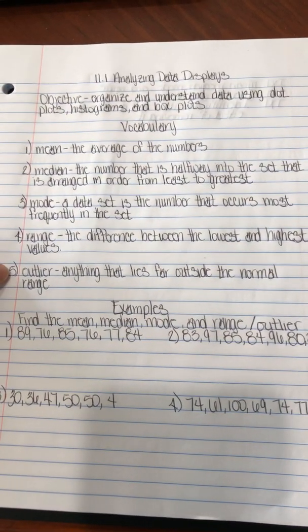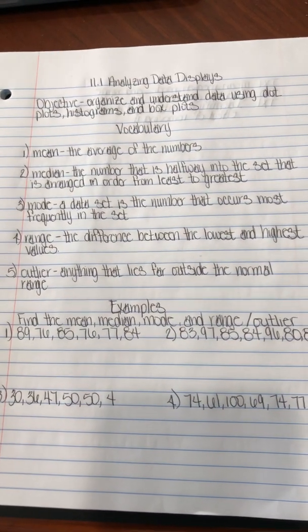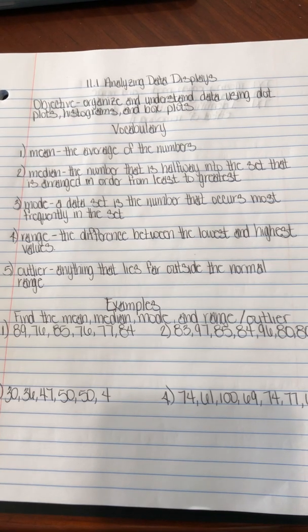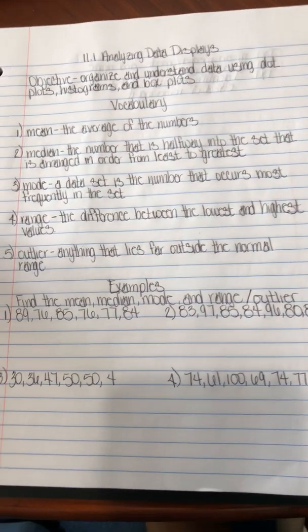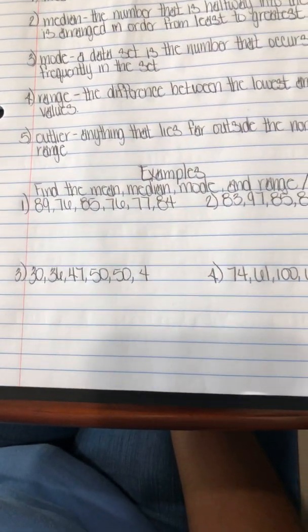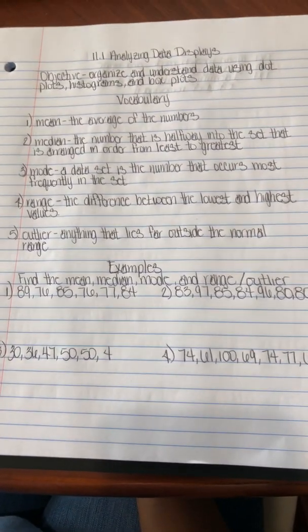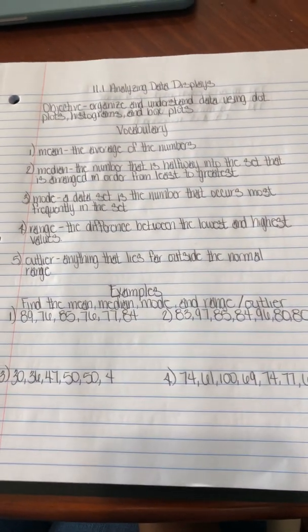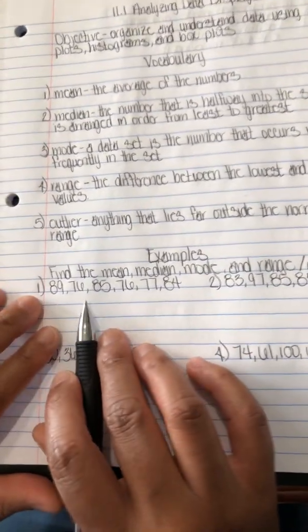Your outlier is anything that's much smaller or much bigger than the rest of the numbers that you have within your data set. So let's go ahead and get started. For all of these, I want you to find the mean, median, mode, and range, and if it has an outlier, I need you to tell me if I were to take it out, would it make the mean bigger or smaller? So let's go ahead and find this out.